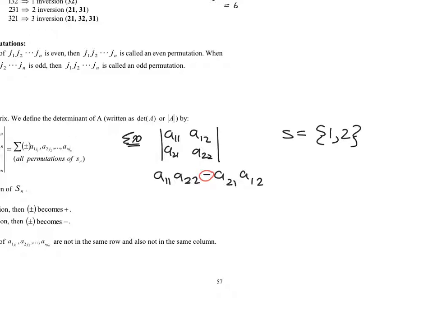I would think about the different arrangements of the numbers 1 and 2. You could have 1 and 1, because we allow for repetition, right? 1 and 2, 2 and 1, 2 and 2, right?